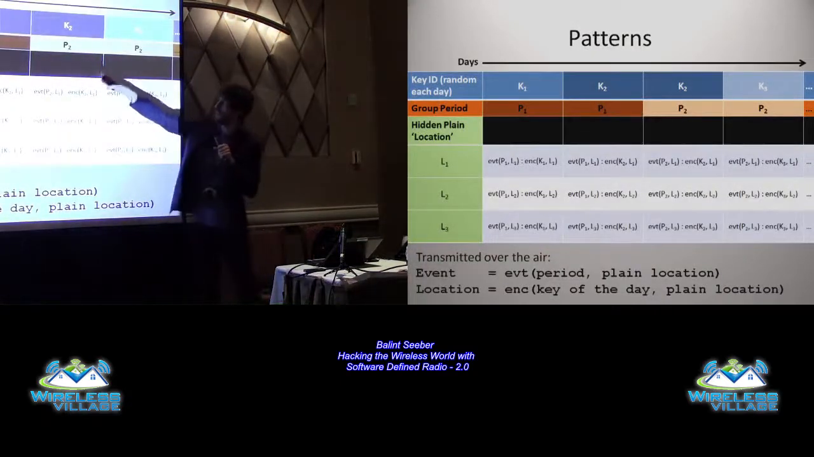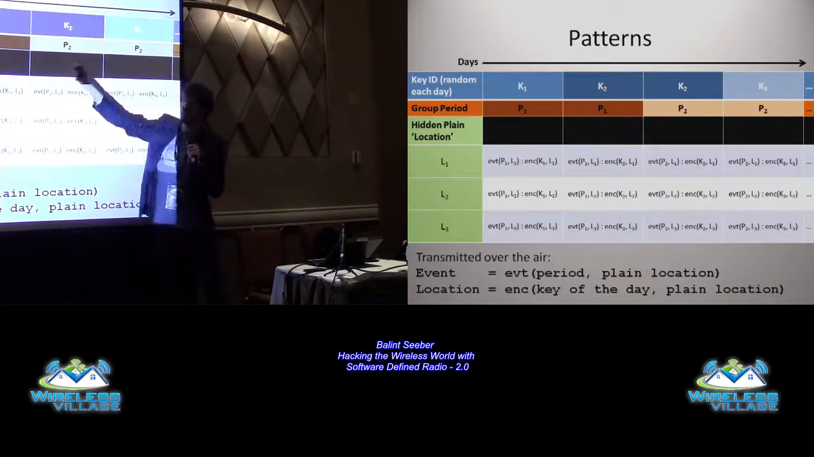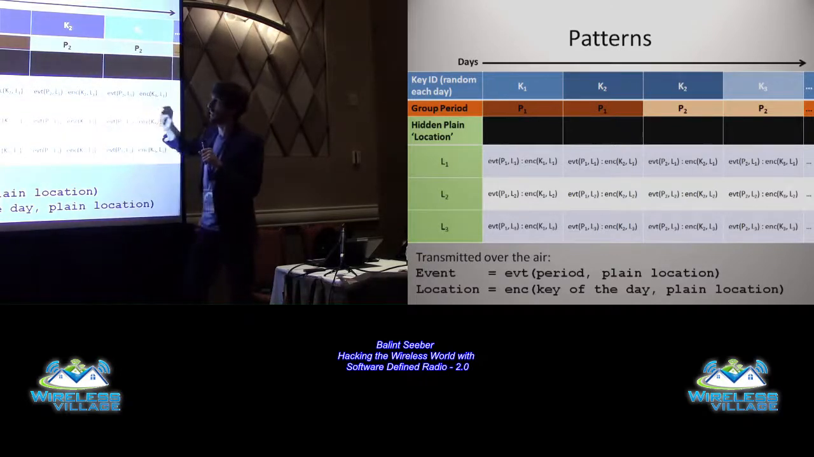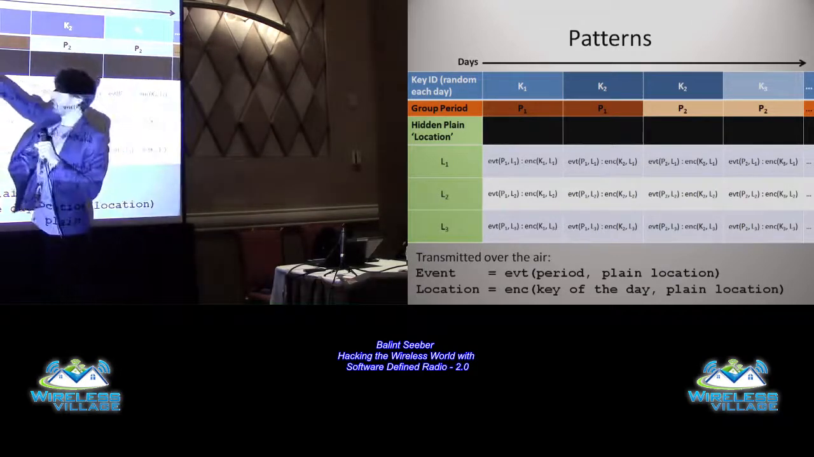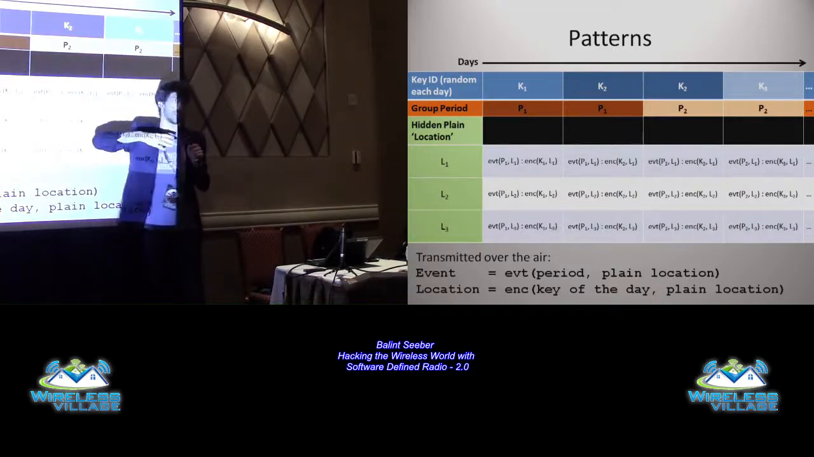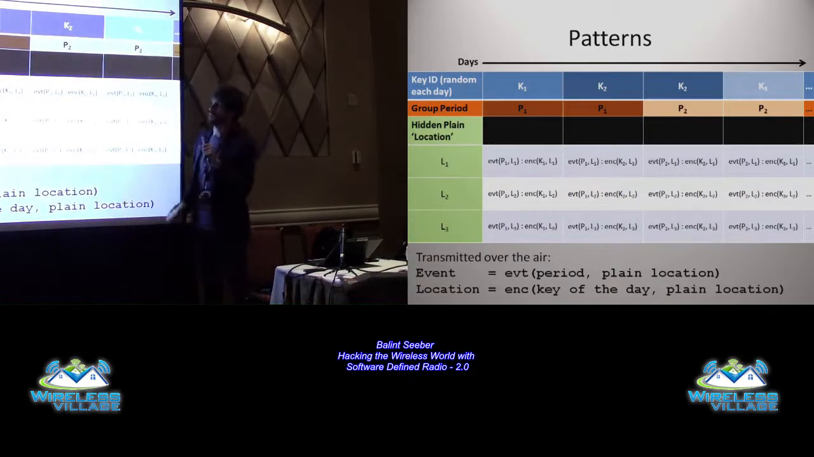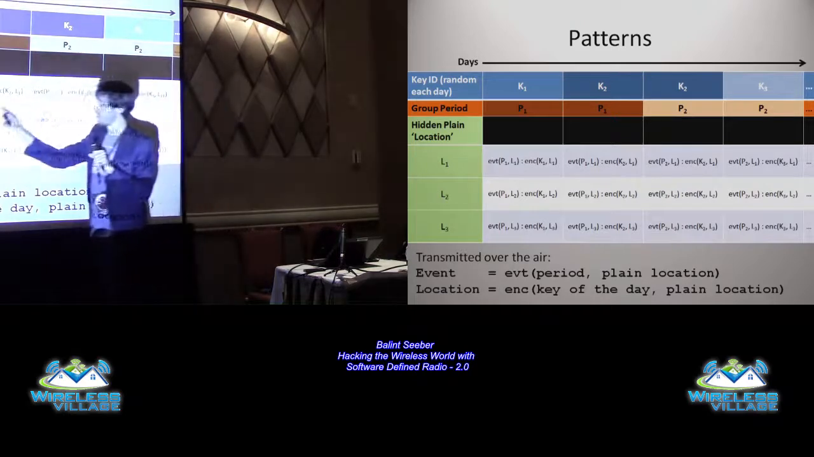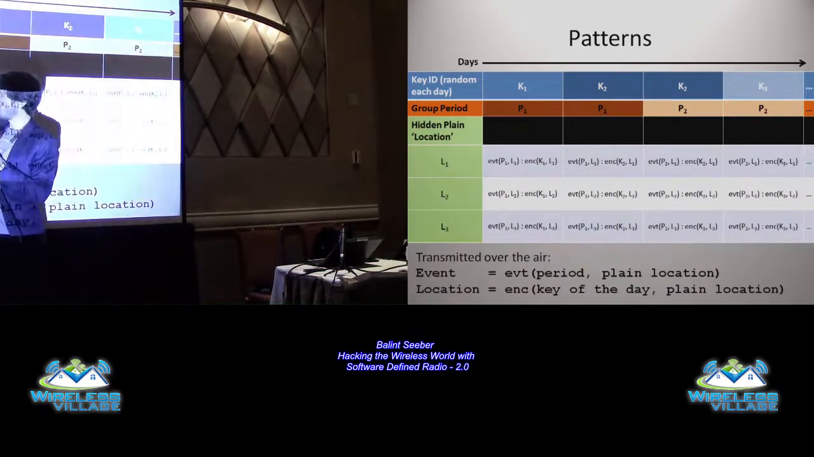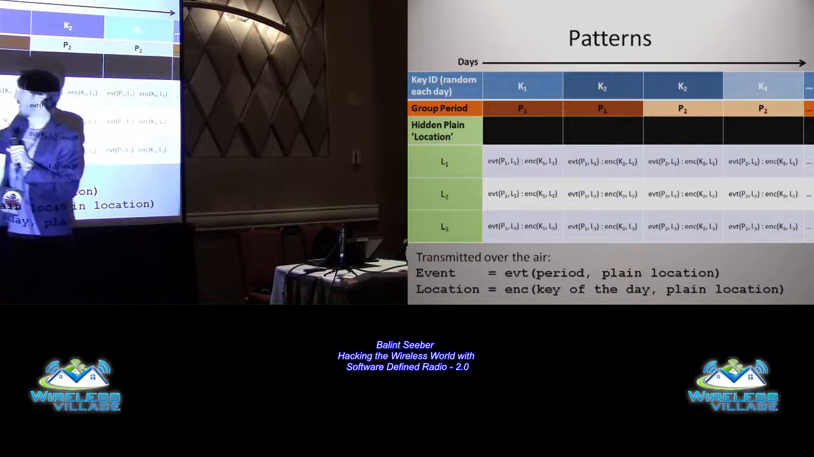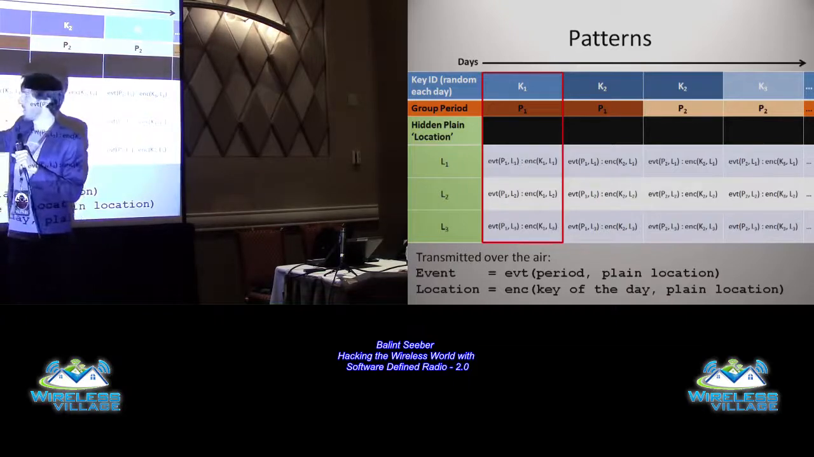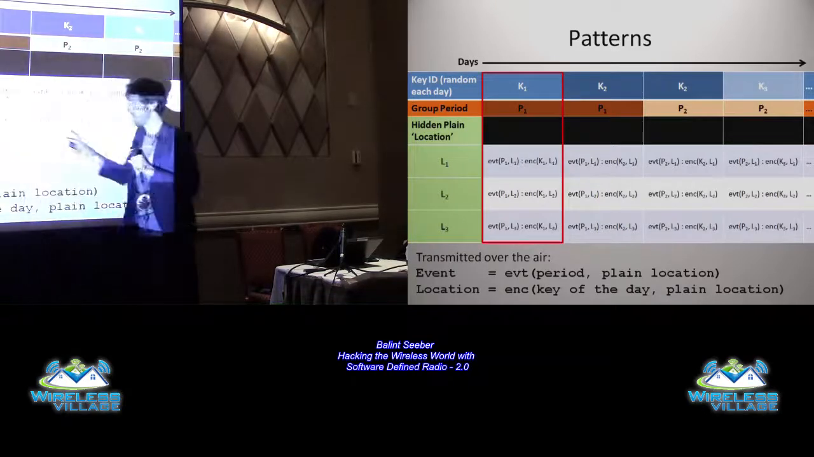So imagine days going across the top. We have our key ID, which translates to some hidden key, and then we have these periods that can randomly change. They can persist for several days or weeks and then just change. But the idea is that you build this table that maps from your unknown key to your unknown plain text location to the event that was transmitted and the encrypted location. And so you build this table up.